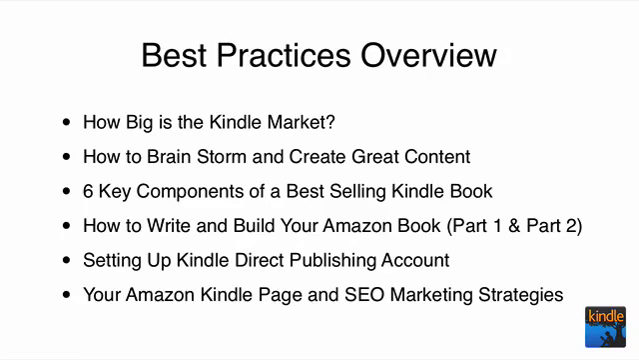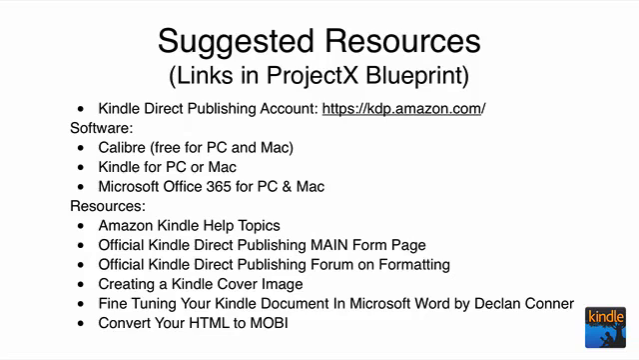Then I'm going to talk about, in 2 different parts, how to write and build your Amazon book. We're going to talk about how to create it in your Microsoft Word and then convert it into a .mobi file through a great open source program called Calibre. Then we're going to walk you through how to set up your Kindle Direct Publishing account and how to actually upload your book. Then we're going to talk about how your Amazon Kindle page can be optimized through SEO marketing strategies. We've got some great things we'll talk about there. So let's go ahead and get into it.